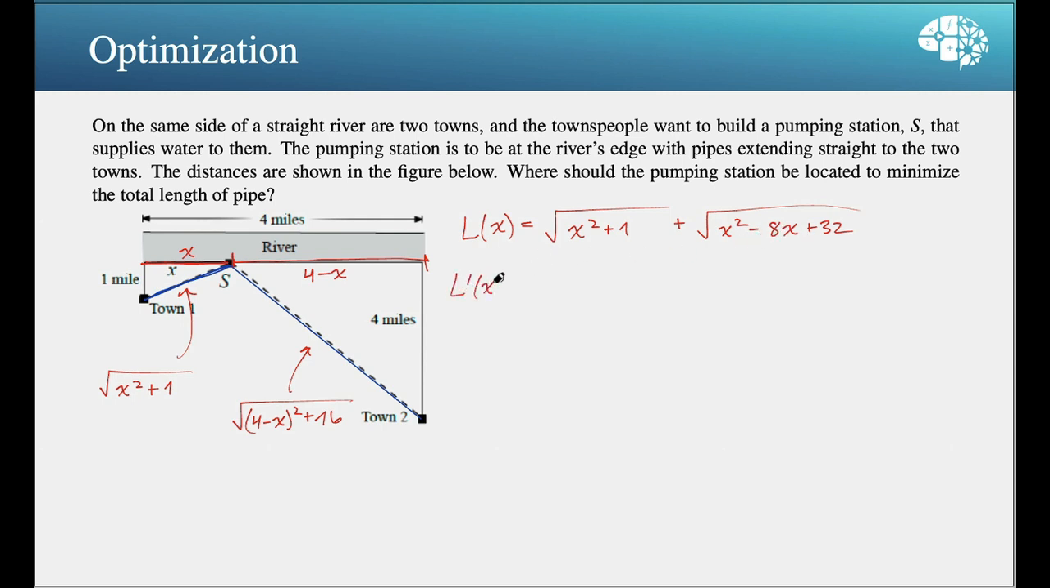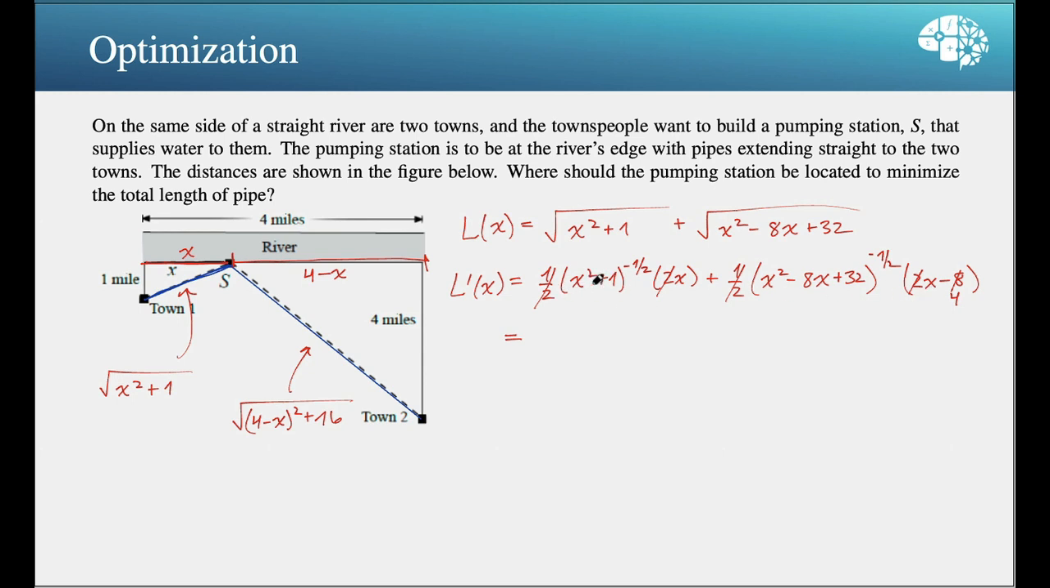So L prime of x. Well, if we think of a square root as a power of 1/2, we get 1/2 times (x squared plus 1) to the negative 1/2, and then by the chain rule times 2x. And then over here, same idea, we have 1/2 times (x squared minus 8x plus 32) to the negative 1/2, and then again by the chain rule times (2x minus 8). All right, I am going to simplify what I can here. The 1/2 and the 2 will cancel. This 1/2 will reduce this to an x minus 4.